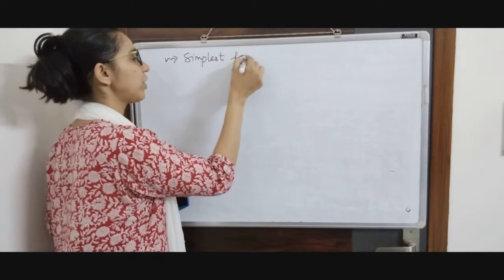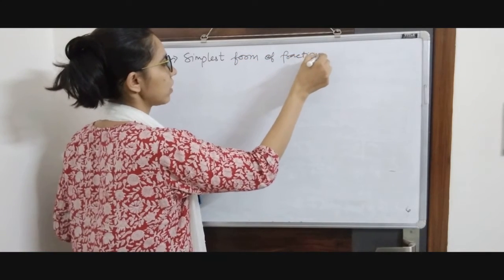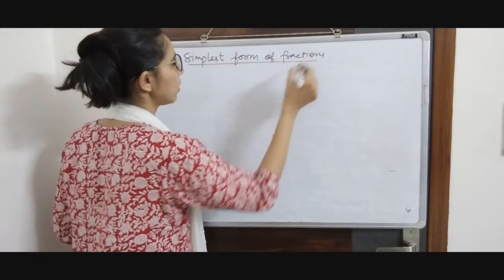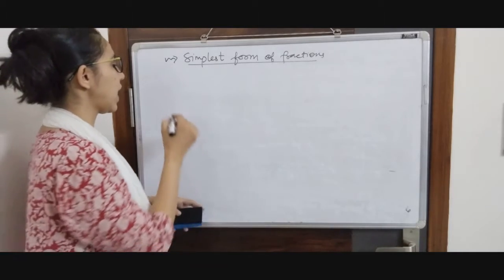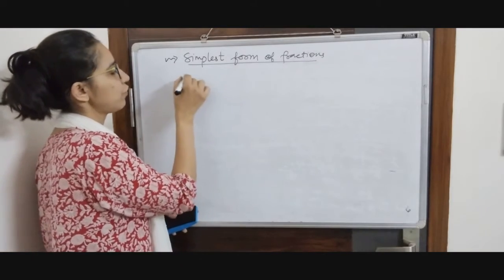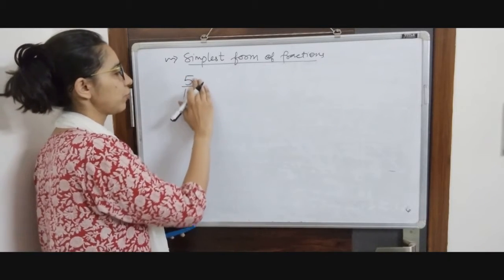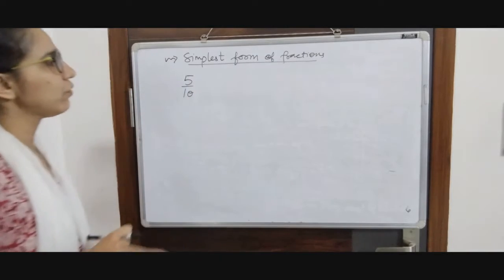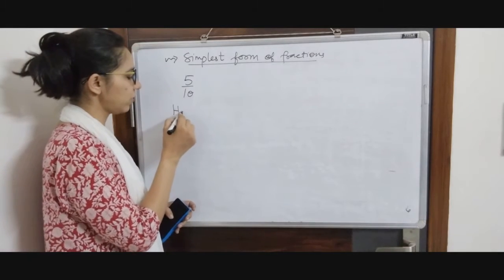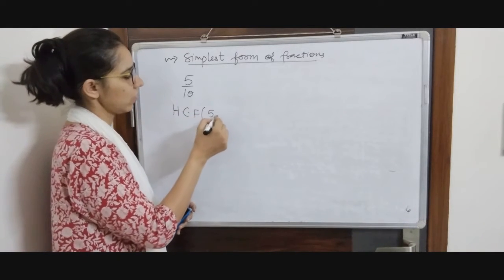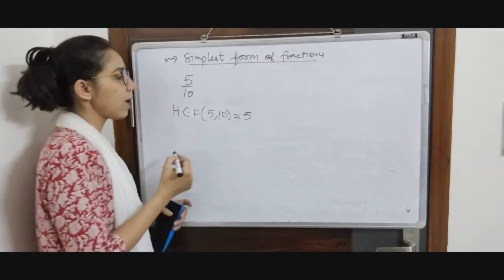The simplest form of fractions is related to our equivalent fractions. How? Suppose we have 50 by 100, or we are starting with a smaller number, suppose we have 5 by 10, and I want to find out the simplest form. What we will do is find the HCF of 5 and 10. The HCF of 5 and 10 is going to be 5.